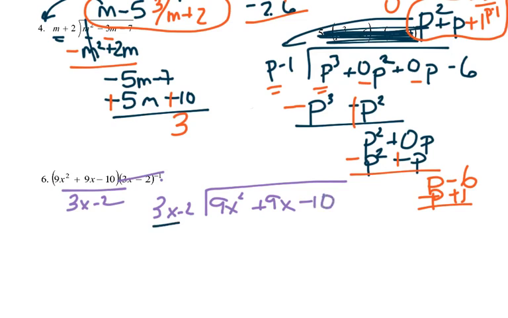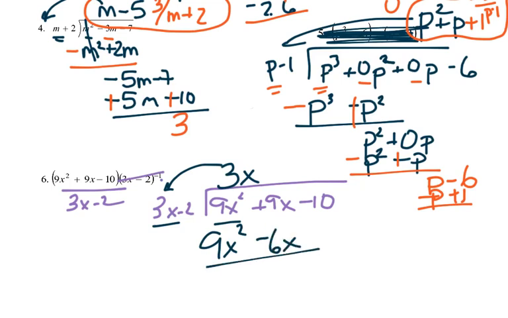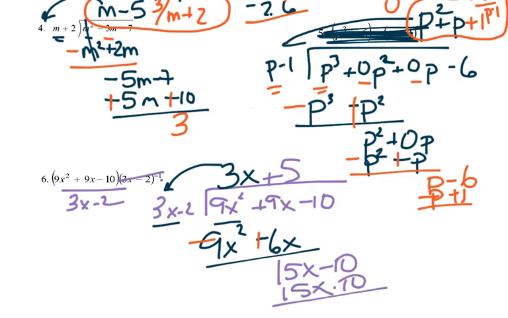If I say how many times does 3x go into 9x squared, it goes in 3x times. I'm going to multiply 9x squared minus 6x. Change the signs. That adds up to 15x, and I bring down the 10. 3x goes into 15x 5 times, and now I'm lucky. 15x minus 10. So what does that mean? When I change the signs, no remainder, that's my answer.